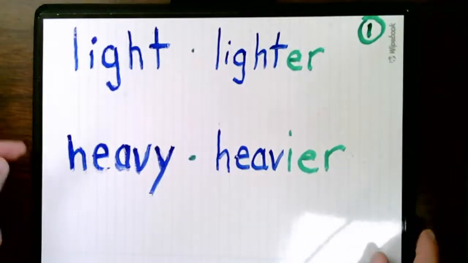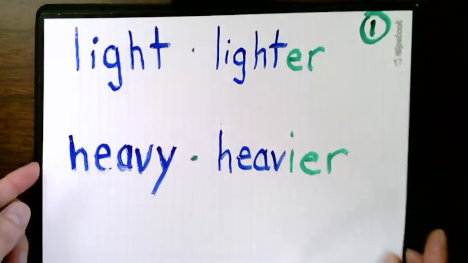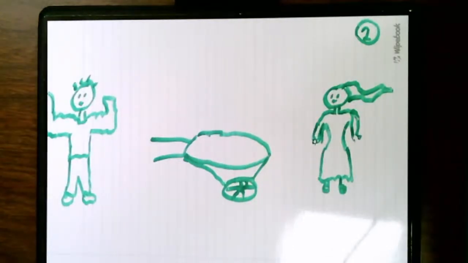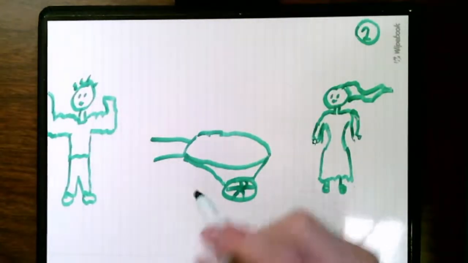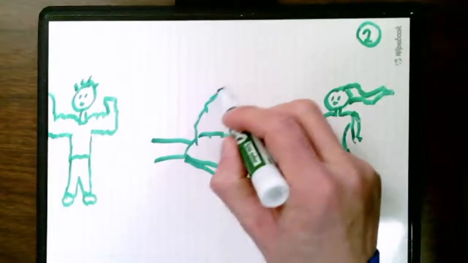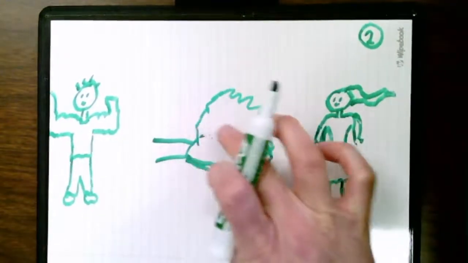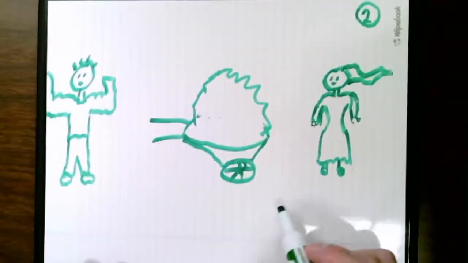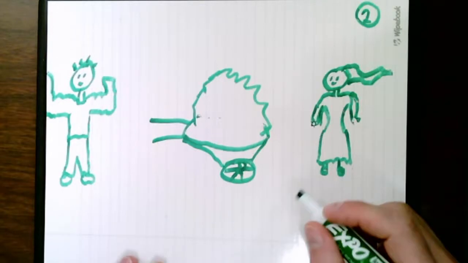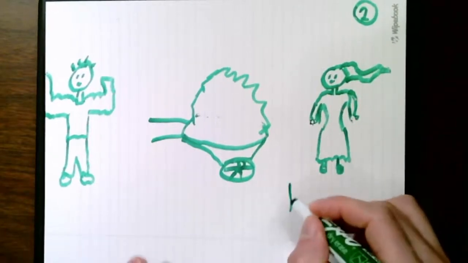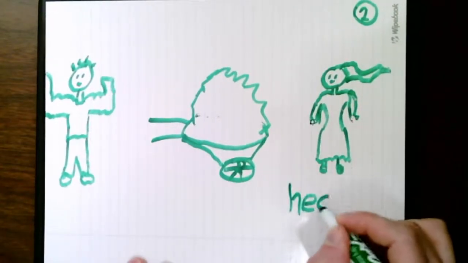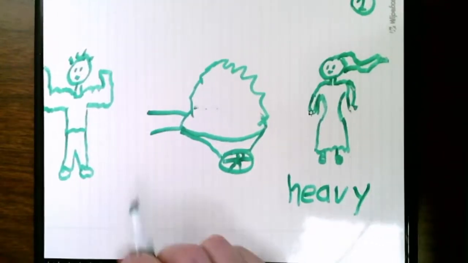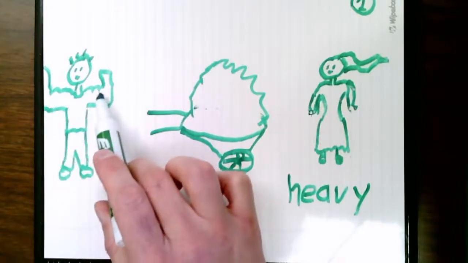I'm going to tell you a story to start. One day, Mr. Lee and Mrs. Lee were out doing some yard work. We filled a wheelbarrow full of leaves. Mrs. Lee tried to move that wheelbarrow, and she said, "Oh, it is heavy." Mr. Lee is so strong, you can see his muscles there.